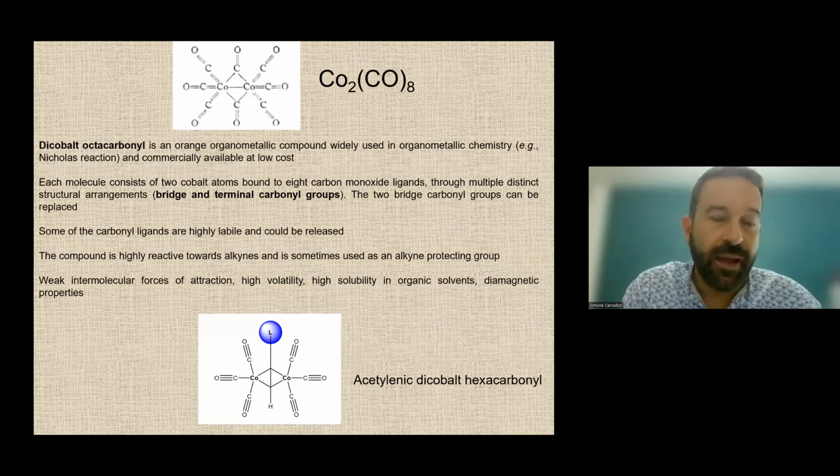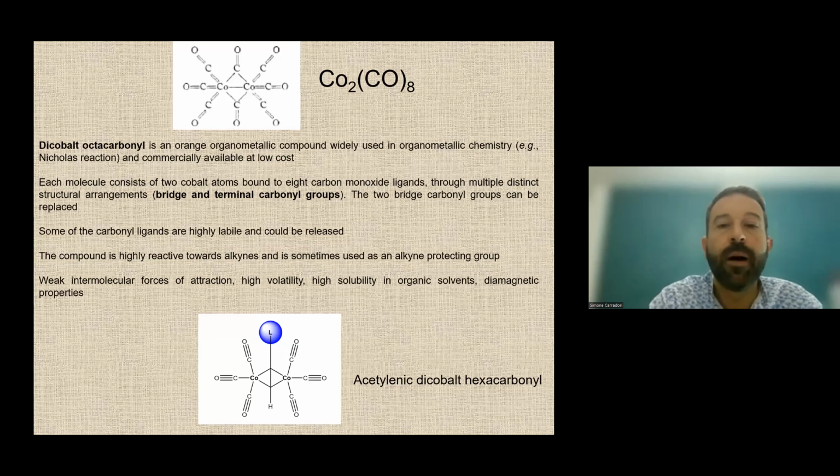In my experience, I worked with this compound, cobalt octacarbonyl, which is an orange organometallic compound, very well known in organic chemistry because it is used as a protecting group, for example in the Nicholas reaction, as a protecting group for alkynes. It is very cheap and it reacts fast with alkynes in order to generate this kind of complex, an acetylenic dicobalt hexacarbonyl.